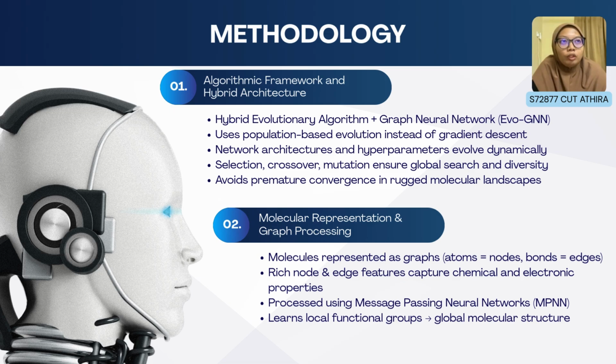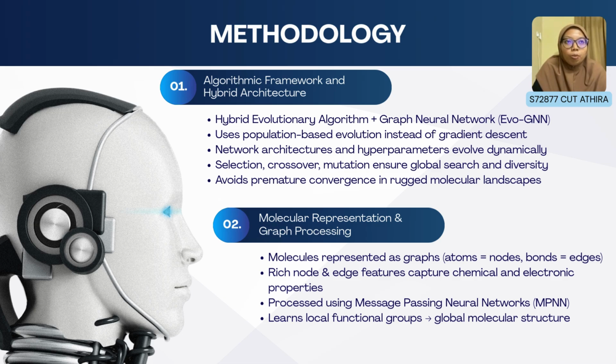I will present about methodology. The first methodology is algorithmic framework and hybrid architecture. For the methodology, this study proposed a hybrid intelligent framework known as Evolutionary Graph Neural Network or EVO-GNN. Unlike conventional deep learning models that rely on fixed architectures and gradient-based optimization, our approach uses evolutionary algorithms to evolve both the network structure and parameters dynamically.